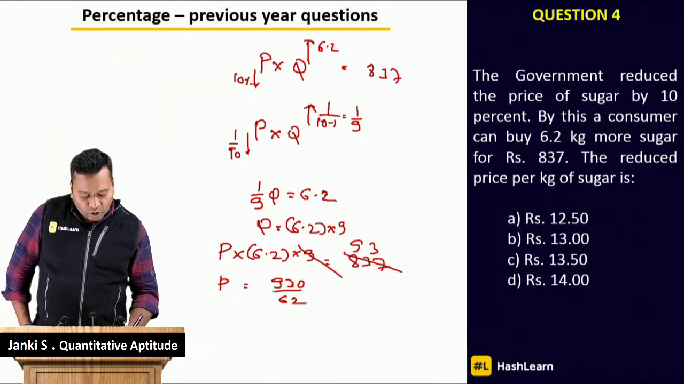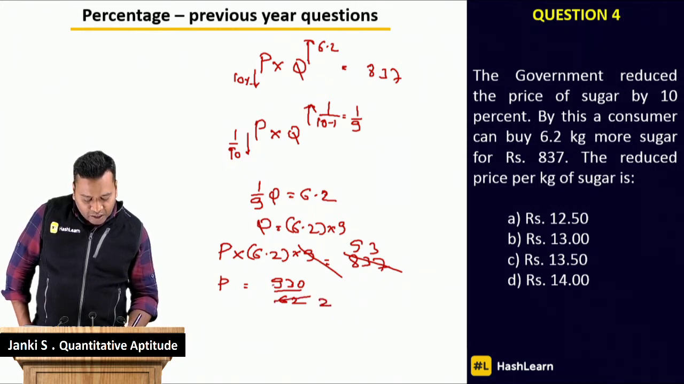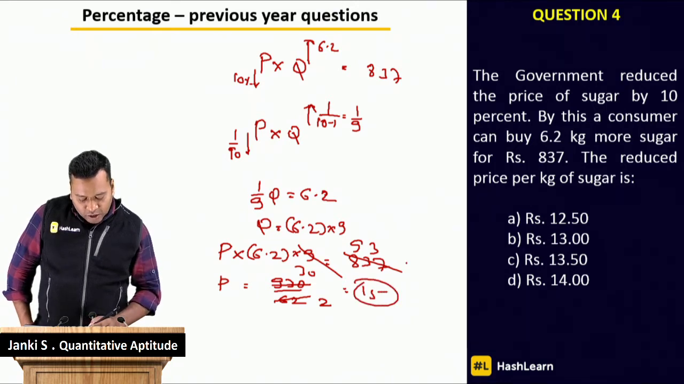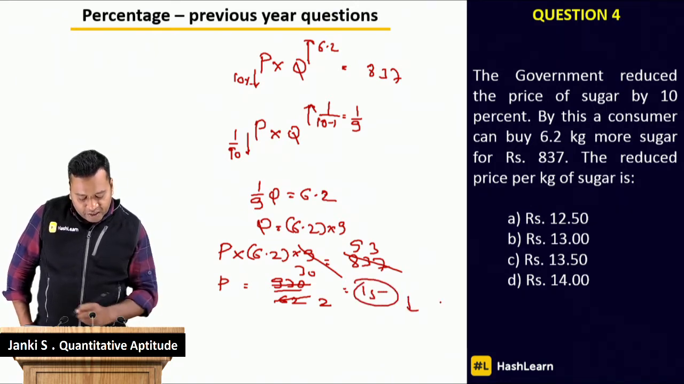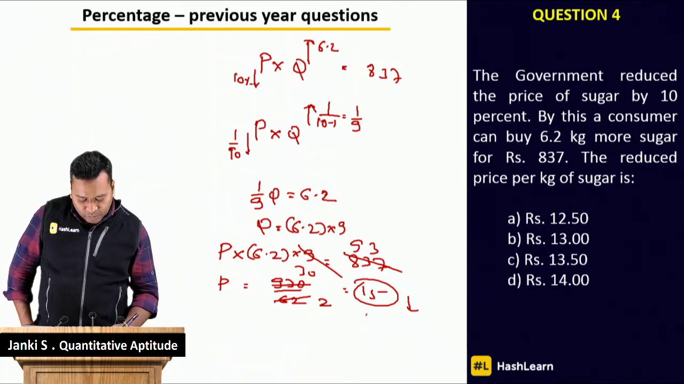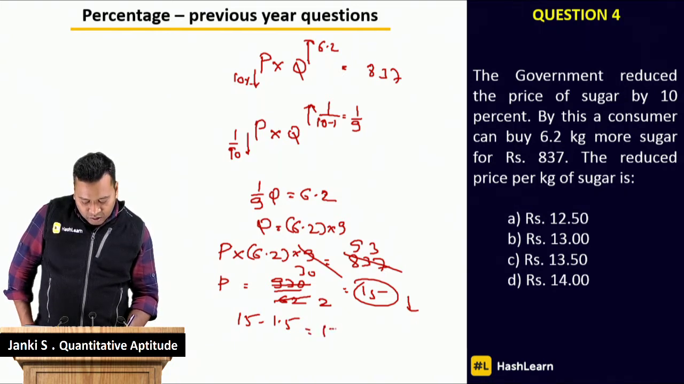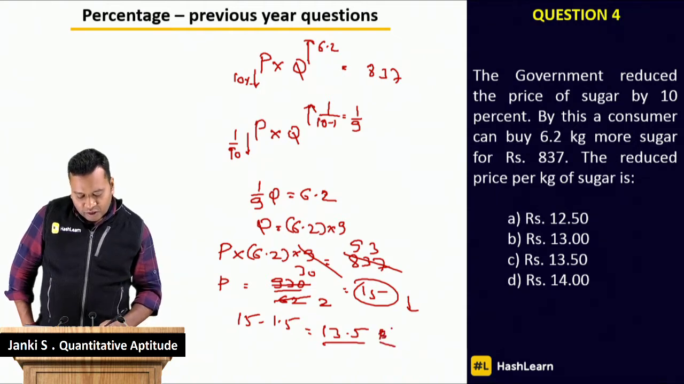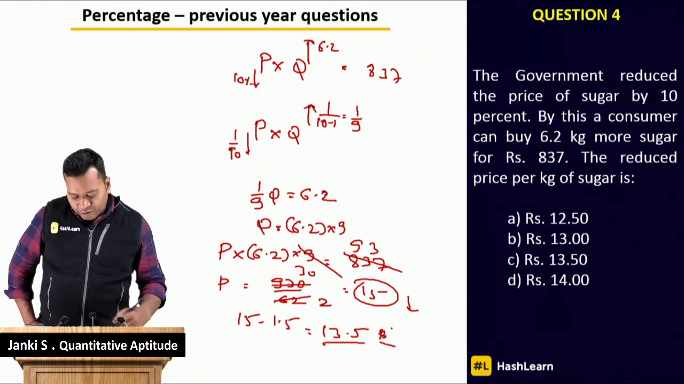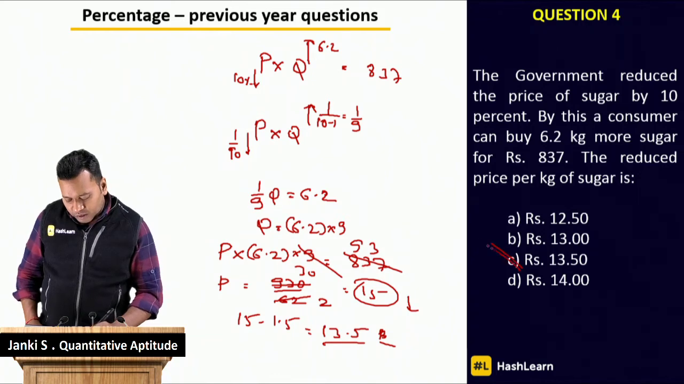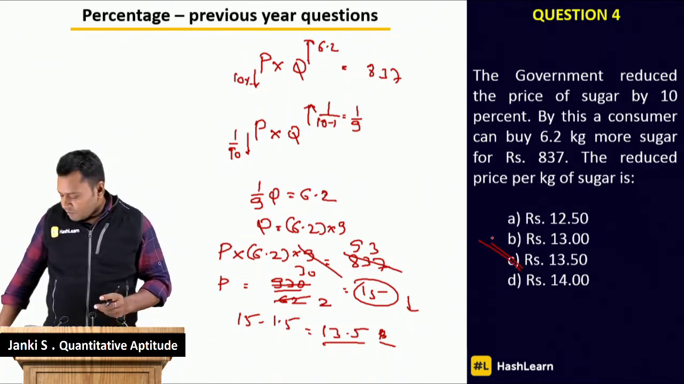So can be written as how much? Both of them are divisible by 31. So 31 2 times, and this is 30. That means 15 will be the value. So I should reduce it by 10%, right? So price should reduce by 10%. 10% of 15 is how much? 15 minus 1.5, that's nothing but 13.5 rupees will be the value. The reduced price is 13.5, right? My answer should be nothing but option C.